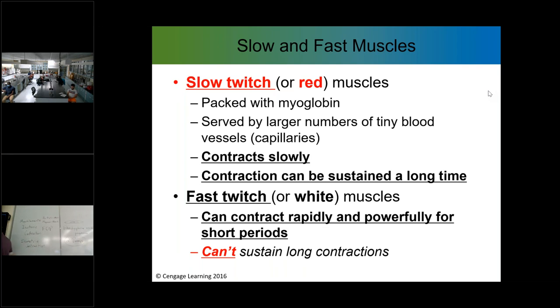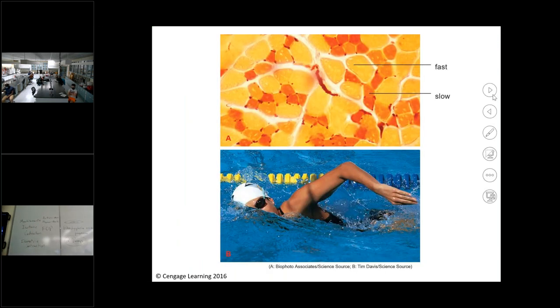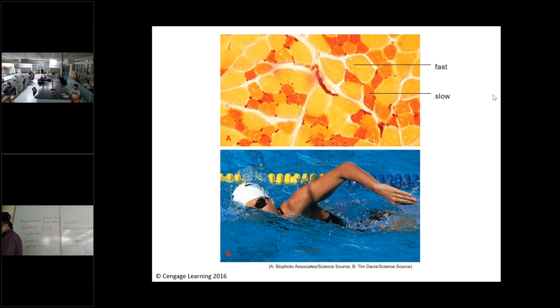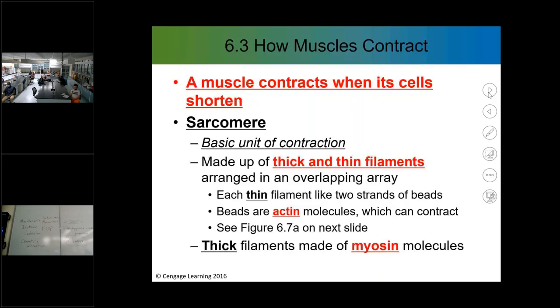So let's look at these for a moment. Slow twitch is just like what it says: it contracts slowly, and the contraction can be sustained over a long time. Fast twitch can contract rapidly and powerfully for short periods, but can't sustain a long contraction. So, interesting, right? In musculature we all have a combination of these, but genetically, some have more of one than the other, and they're able to do more distance-type things or more short-distance things. It all depends on endurance level, high or low naturally. And then again, training can definitely improve this dramatically.